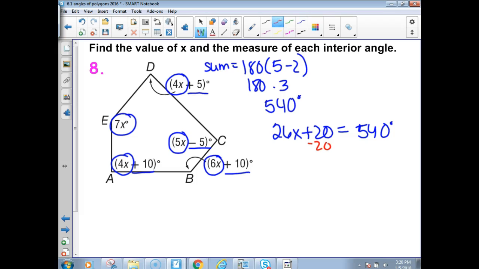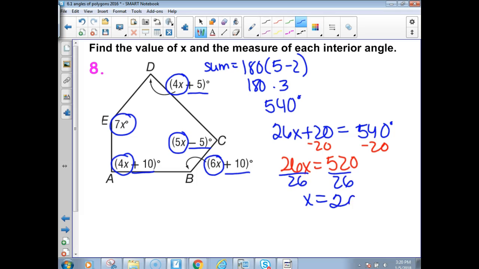All right, we'll subtract 20 from both sides. And then we got to figure out what 520 divided by 26 is. I got 20. Okay. Now we're going to pop them back in. So here we go. We got 5 angles to write down.